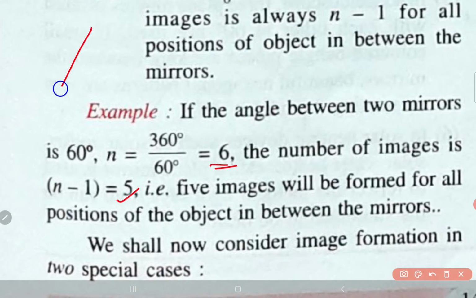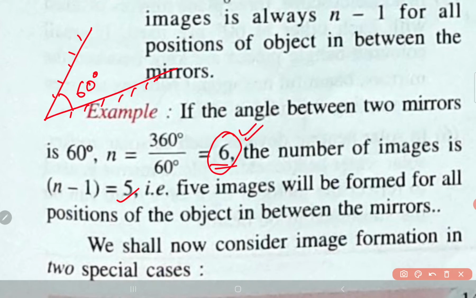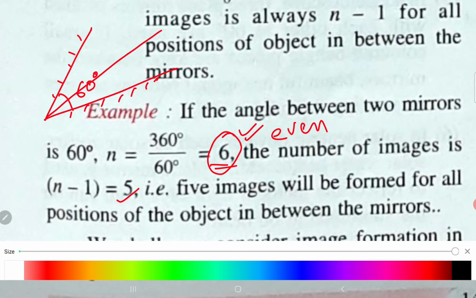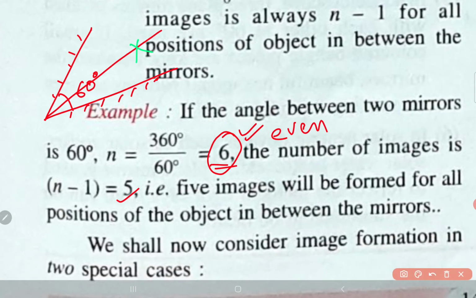For example, if these two are the mirrors, such that the angle between them is 60 degrees, now my value of n comes to 6. Now this is even. This is the angle bisector. So if you place the object anywhere, either here on the line, or at the top or at the bottom, for this condition the number of images will always be 5. I hope you have understood this particular condition.